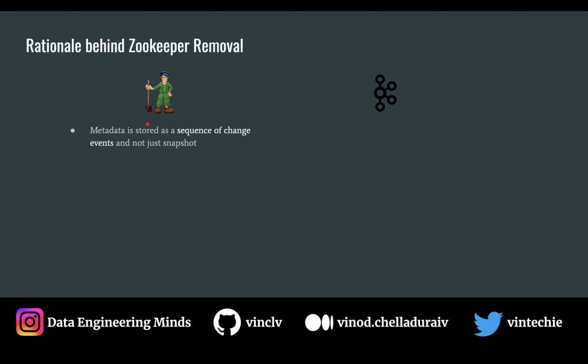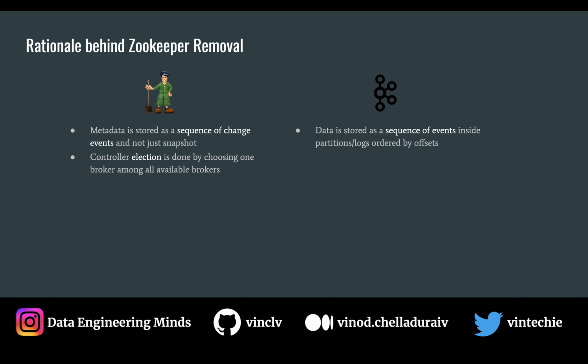If you look into the Zookeeper, inside the Zookeeper, the metadata is stored as a sequence of change events. That is, we are not storing the metadata as a snapshot but as a sequence of change events. And if you look into Kafka, whatever application data that we are sending to a Kafka cluster, these data will be stored as a sequence of events inside the Kafka partitions. And these events will be ordered by the offsets, that is, based on the order of their arrival.